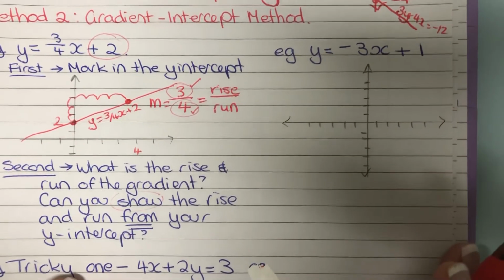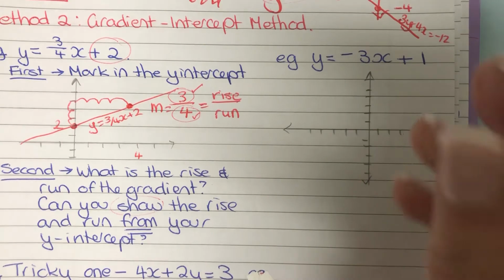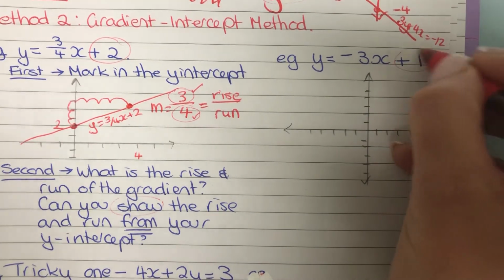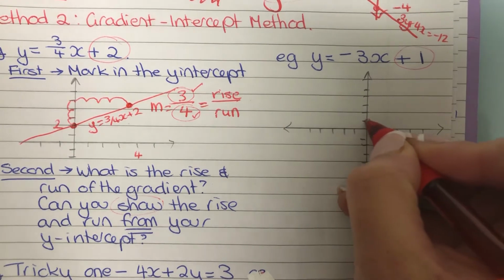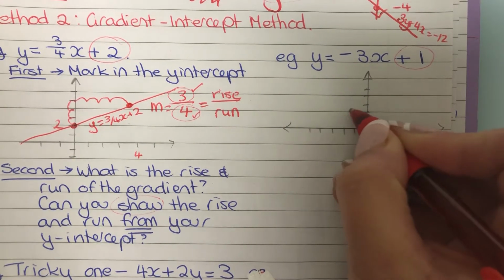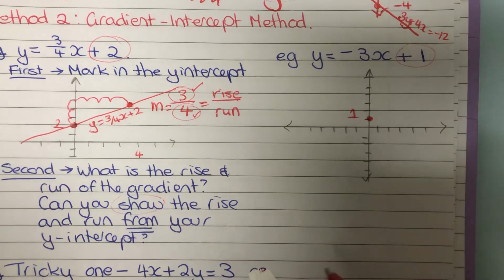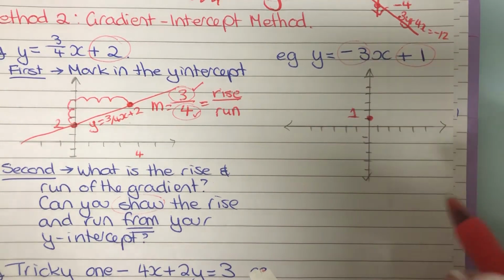All right, so let's have a look at another one. What do you do first? What do you look at first? You look at the y-intercept. In this case, it's +1. So we're going to go, and that's our first dot, is at +1. This is our rise over run.